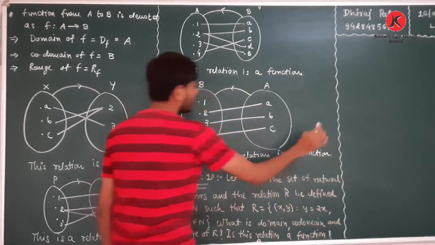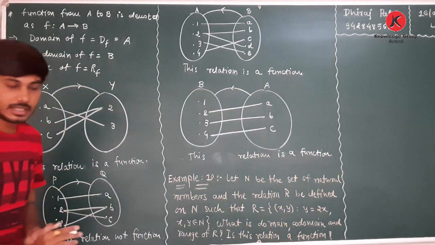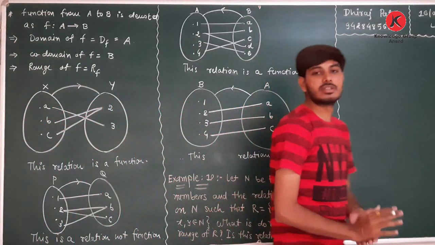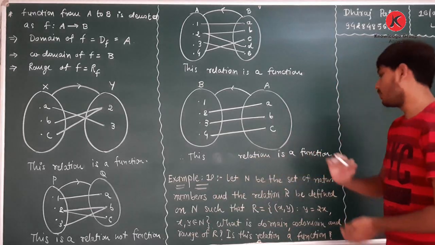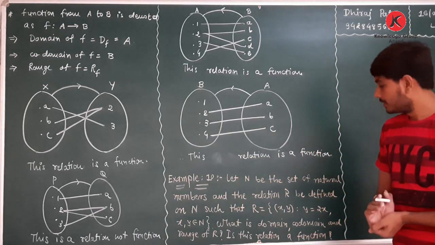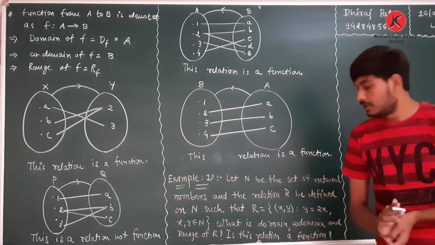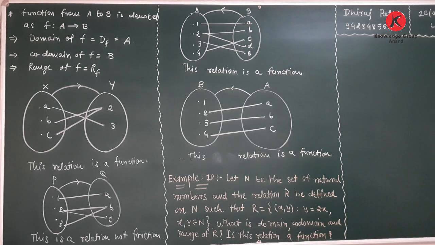આ relation ને function B કહેવાશે. બરાબર છે? Relations તો છે જ always, but this is a function also. Okay, now we are going for the next question, example number 10.